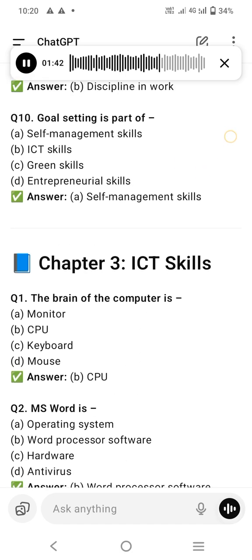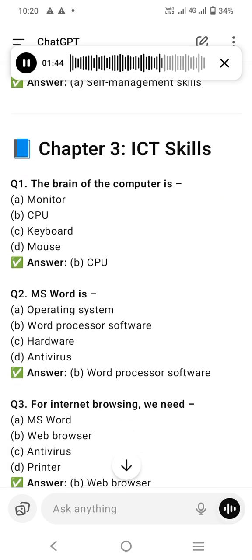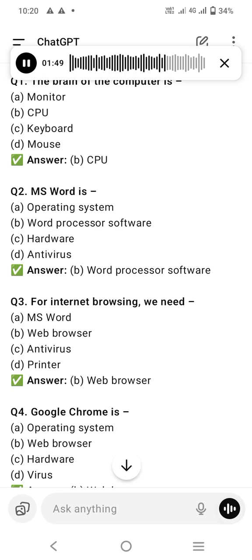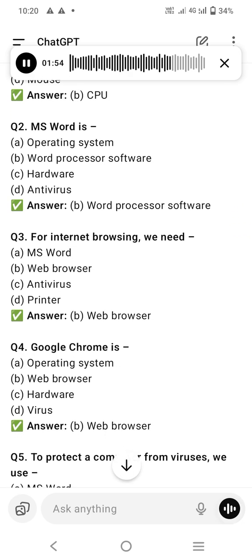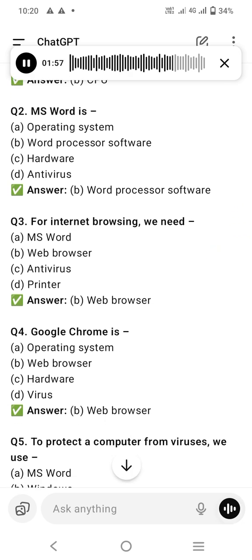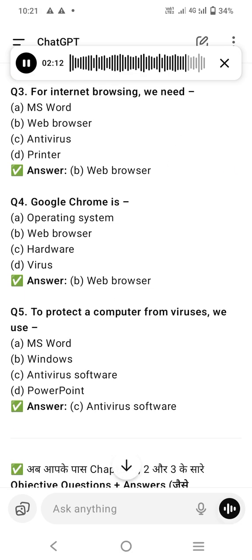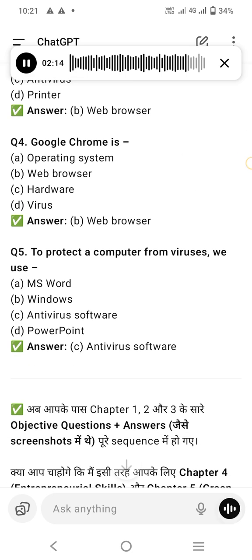Chapter 3, ICT skills. Q1. The brain of the computer is A. Monitor, B. CPU, C. Keyboard, D. Mouse. Answer B, CPU. Q2. MS Word is A. Operating system, B. Word processor software, C. Hardware, D. Antivirus. Answer word processor software. Q3. For internet browsing, we need A. MS Word, B. Web browser, C. Antivirus, D. Printer. Answer B, web browser. Q4. Google Chrome is A. Operating system, B. Web browser, C. Hardware, D. Virus. Web browser. Q5. To protect a computer from viruses, we use A. MS Word, B. Windows, C. Antivirus software, D. PowerPoint. Answer C, antivirus software.